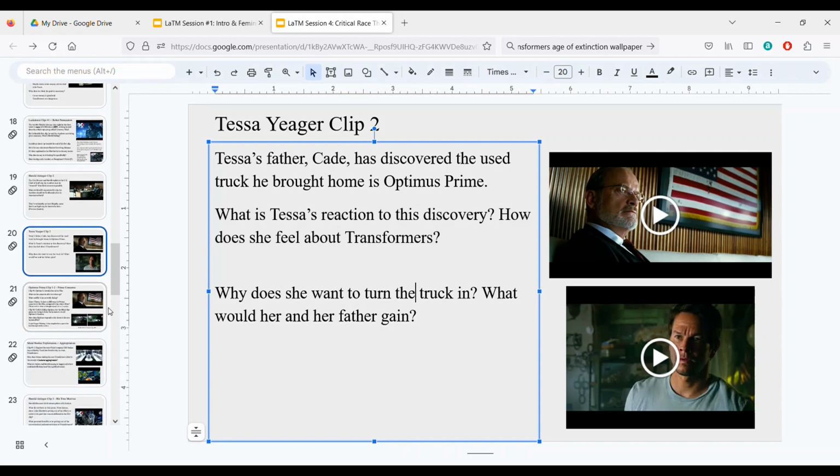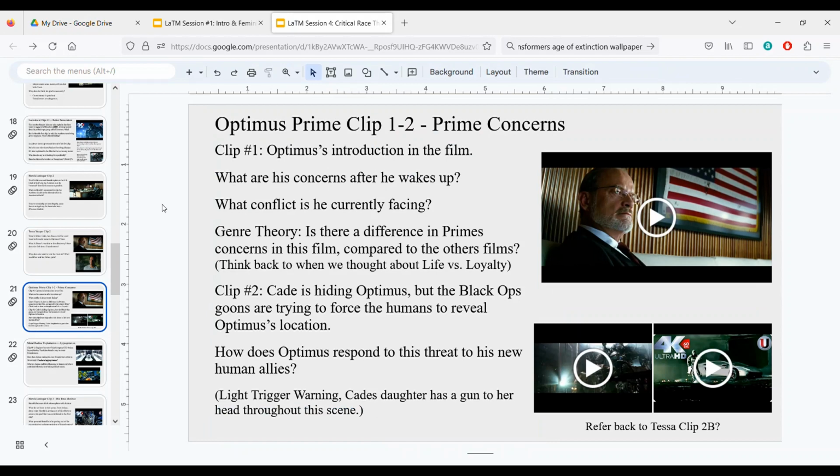Yeah. All right. And then when Optimus wakes up in the film, what is he first concerned about? What conflict is he facing? Oh, he's concerned about his Autobots, of course. And is there a difference in how Prime's acting or his concerns in this film compared to the other films? Think back to what we talked about, his reaction to Jazz's death, the way the third film has no comment about Ironhide's death. Is there a difference going on here?